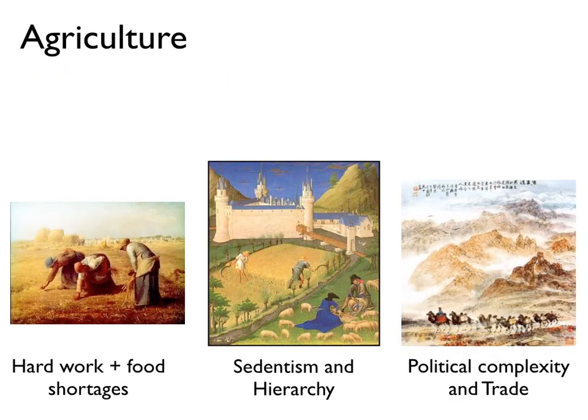So the three points to remember about agriculture is that, one, it's a lot of hard work. And that's why we call foraging societies the original affluent society, perhaps, because agriculturalists tend to work long and hard hours producing food.